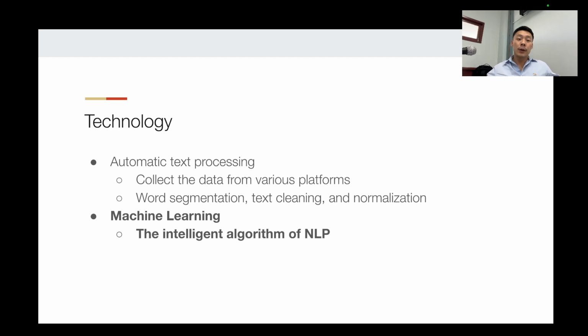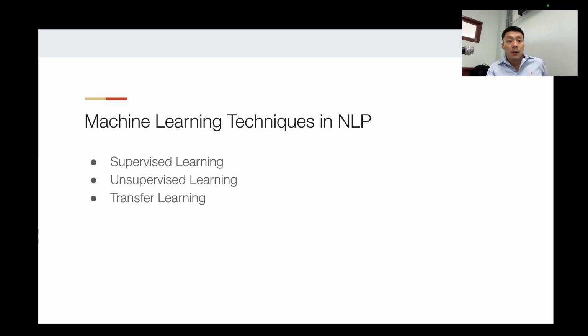All right, so we talked about text processing already. Now basically the rest of this class will be machine learning for NLP. It's just an intelligent algorithm that learns from data, and that's the best thing we can do for NLP. We will learn from data. There are three paradigms that we use now.